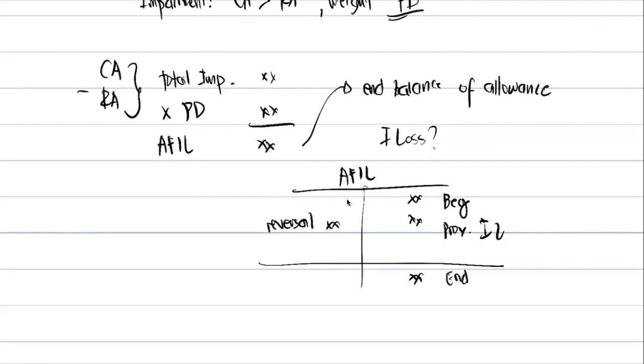Now, how do we compute for your impairment loss? Since the computed amount is only the ending balance of allowance, we need to compute for your impairment loss. Your impairment loss is equal to this formula based on our T account, just like a T account of your AFDA. So your AFIL beginning, and then we have your reversal, and then we have your provision for impairment loss, and then we have your ending.